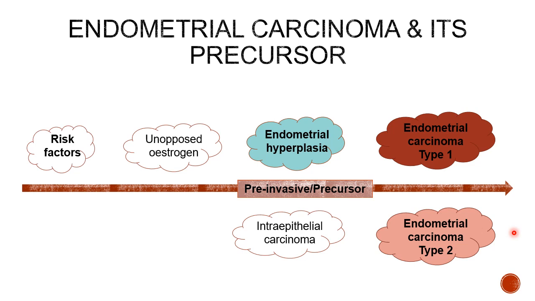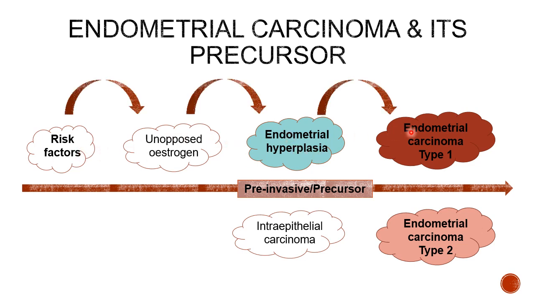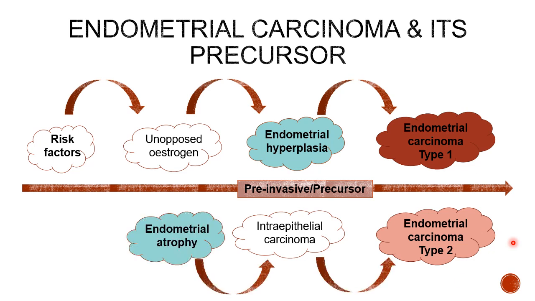If we look first at endometrial carcinoma type 1, the risk factors associated with development of this type of cancer relate to unopposed estrogen, because that is a known pathogenic mechanism in the formation of endometrial hyperplasia. As such, we will go through this one by one in a moment. Whereas endometrial type 2 carcinomas often arise in the setting of endometrial atrophy, where patients can develop intraepithelial carcinoma, which then progresses to endometrial carcinoma type 2.